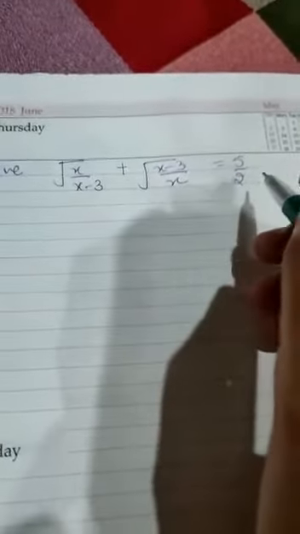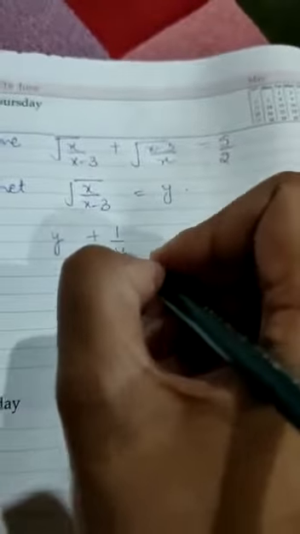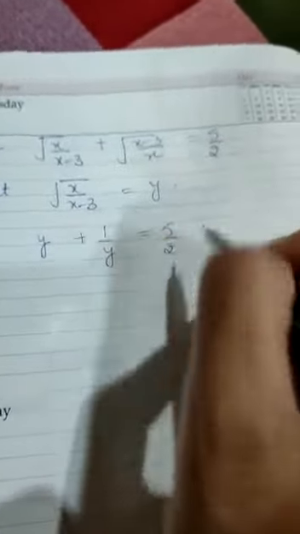So first of all we will remove this under root. To remove this under root, we will take under root x over x minus 3 equal to y. So if we have taken this equal to y, this equation will become y plus, this is the reciprocal of this term, so 1 over y is equal to 5 over 2.